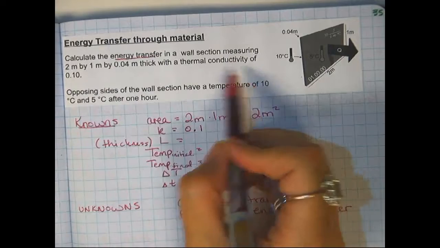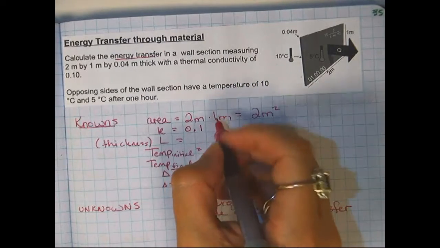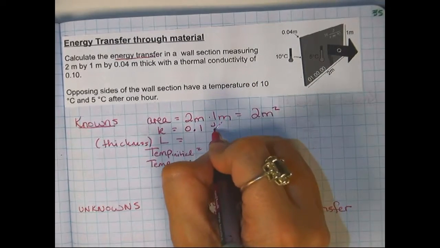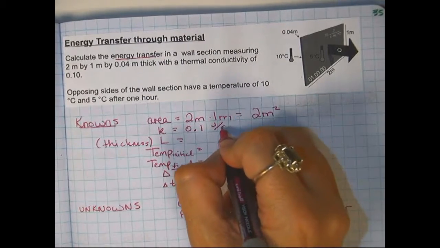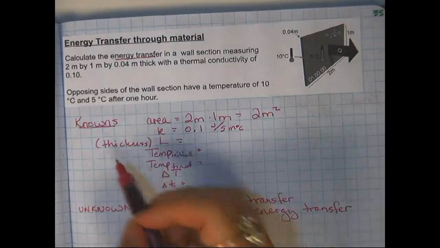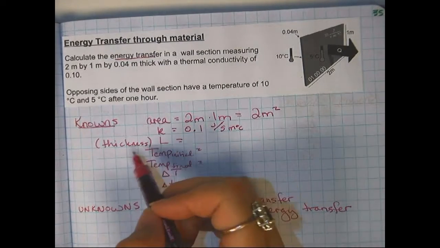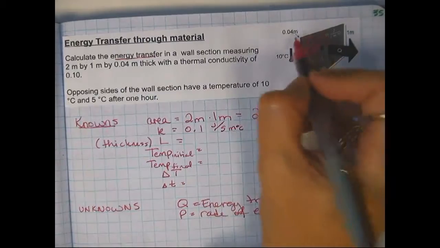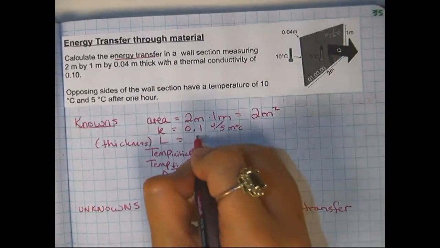And then it doesn't say the units there, but I'm going to tell you what the units are for thermal conductivity. It's joules over seconds, meters, degrees C. And we'll see how the units work. Then L in this formula is the thickness of the material. The thickness of the material is 0.04 meters.